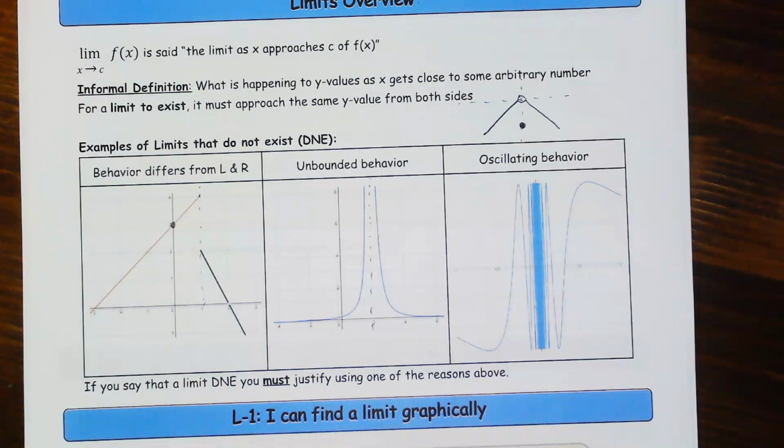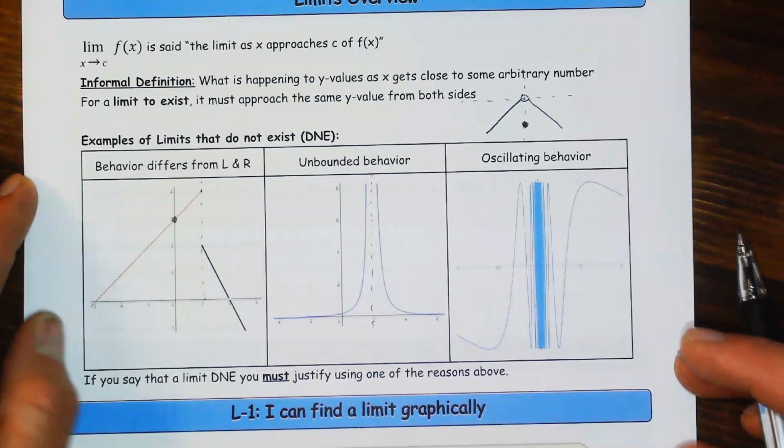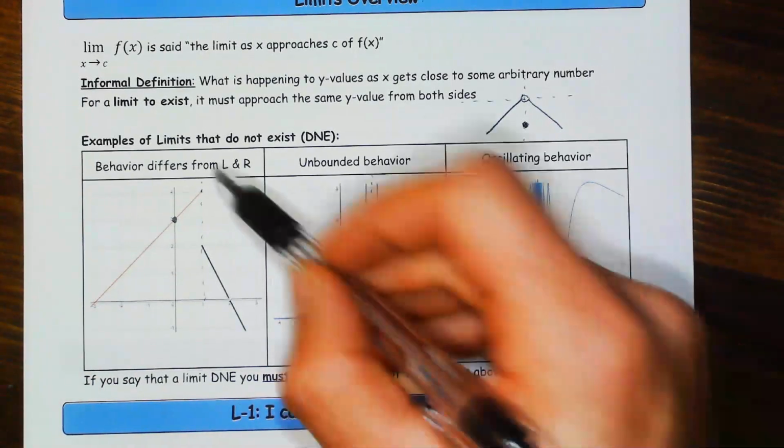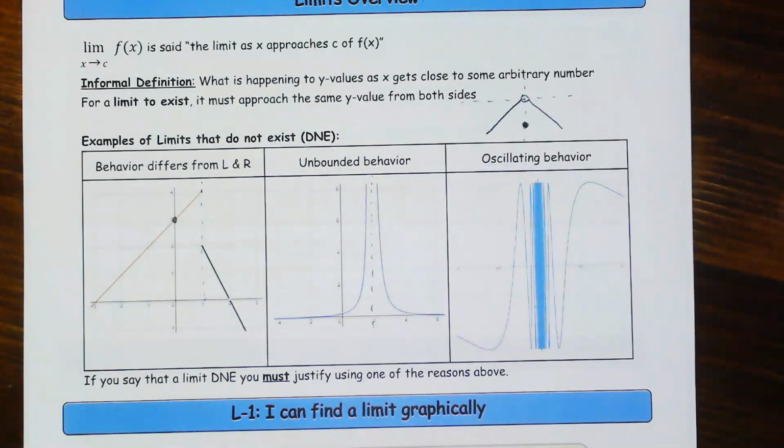Okay, last thing, if your answer to a question is the limit does not exist, DNE, you have to justify with one of these three reasons. Okay? You can't just say the limit does not exist. You have to tell me exactly why, so that you have that.